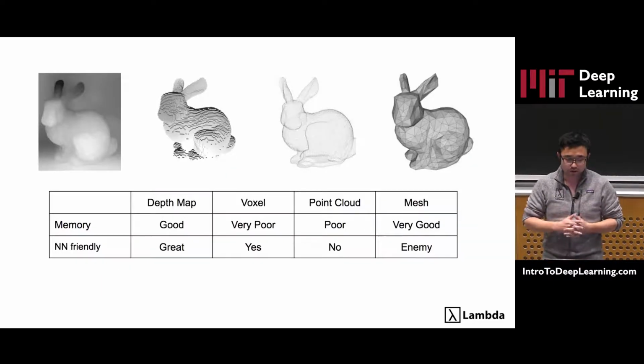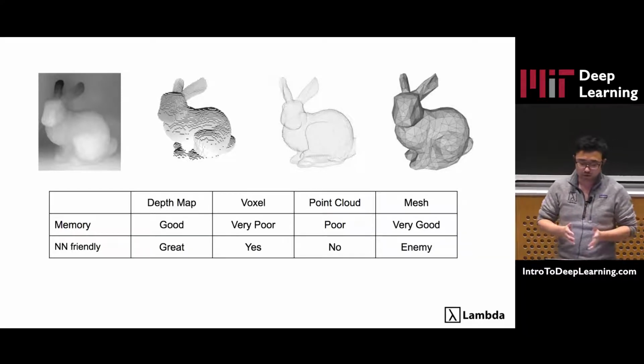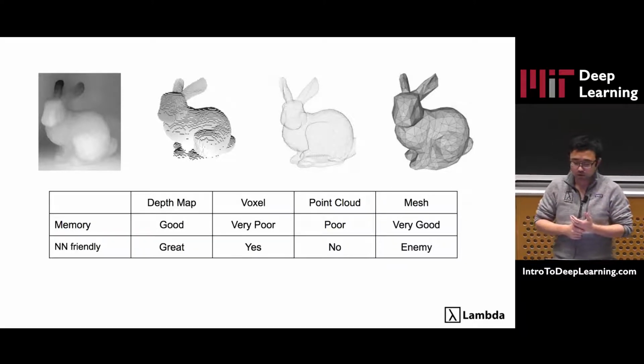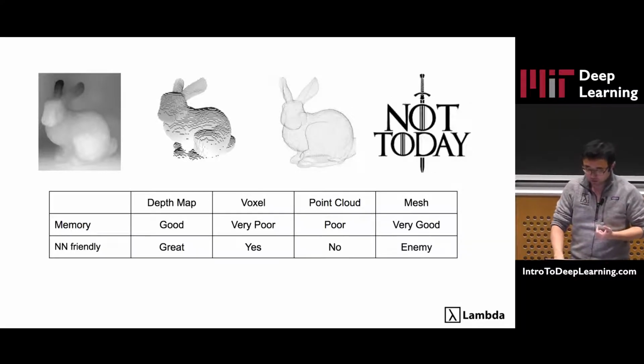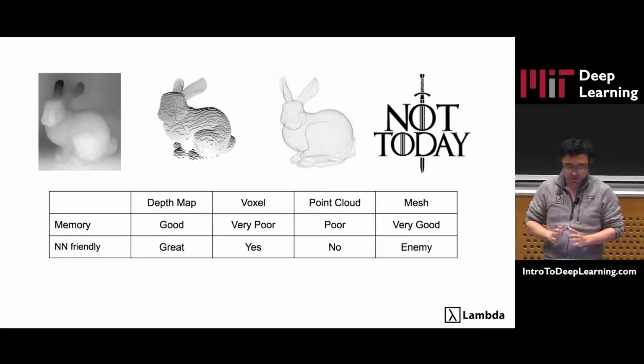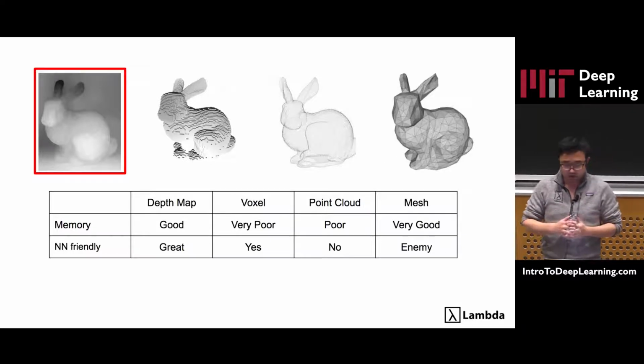Apart from that, there's another catch, which is the input data format. Here are some major mainstream 3D formats: depth map, voxels, 3D point clouds, and mesh. And some of them are not very friendly to neural networks. My policy network tells me I should avoid them in this lecture. So anyway, let's start from the depth map.